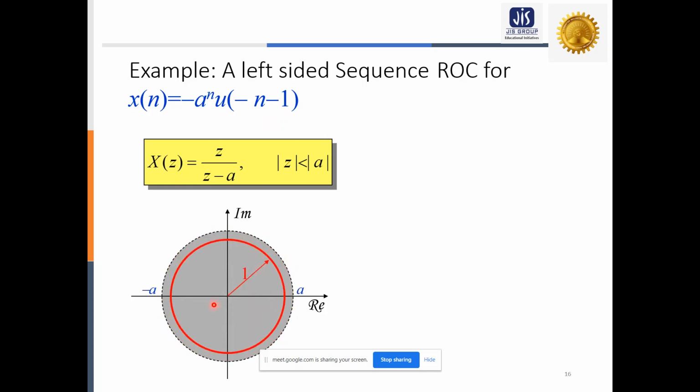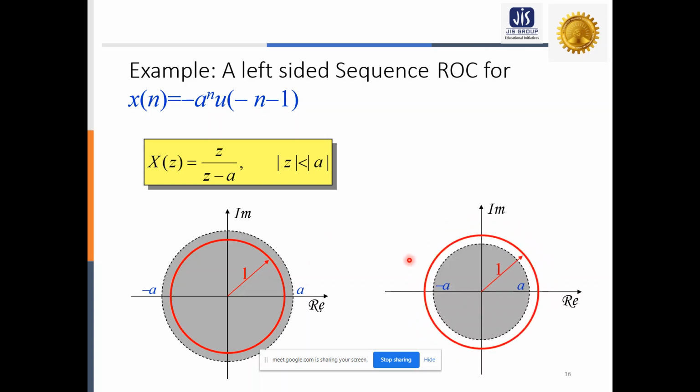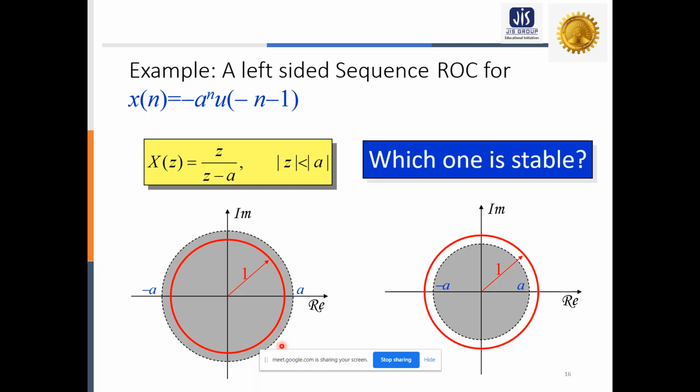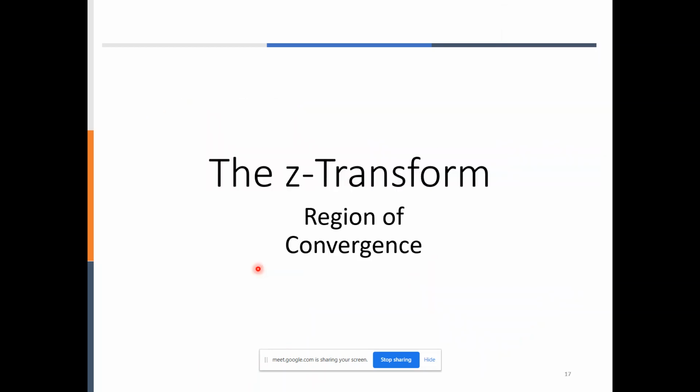So here |z| is below a, so the ROC is the shaded portion, and this is the unit circle, which lies within the ROC. So this is now stable. And this is another case, where it may be plus a and minus a, so the ROC is this one, and the unit circle may go outside of the ROC. Which one is stable? This one is stable because the unit circle lies within the ROC.